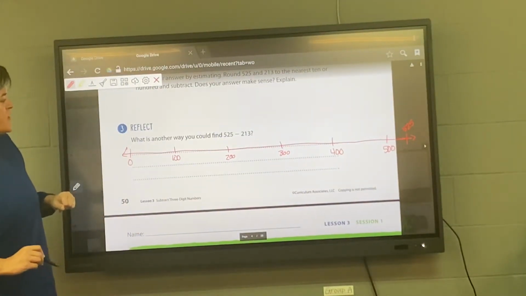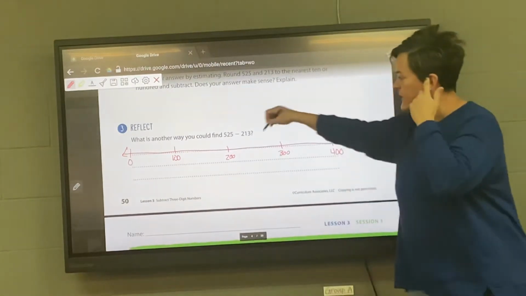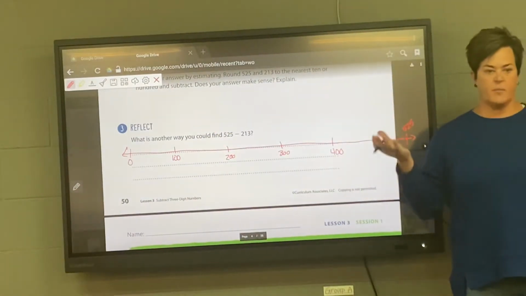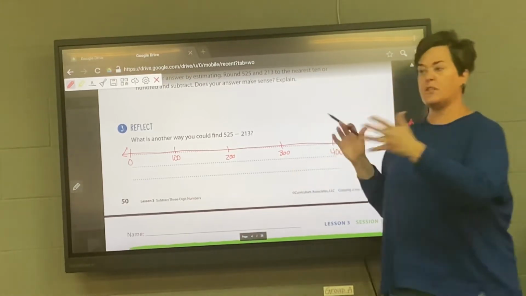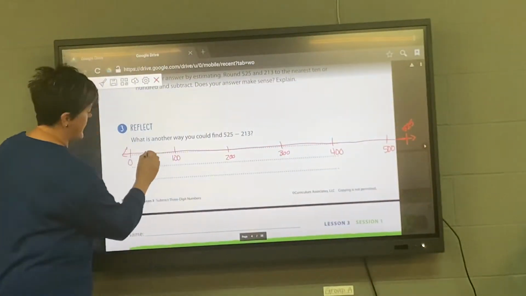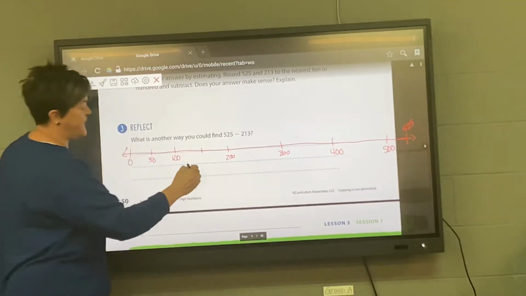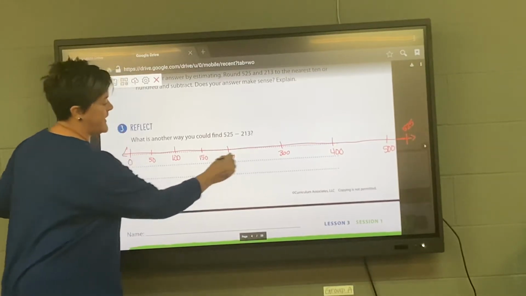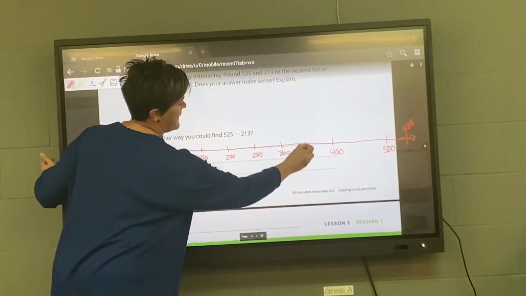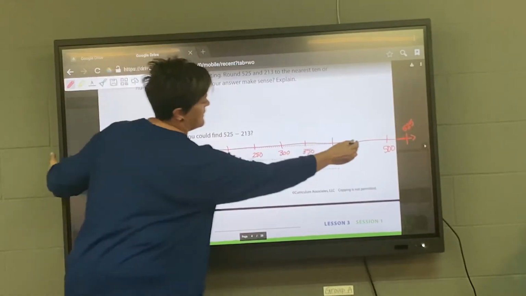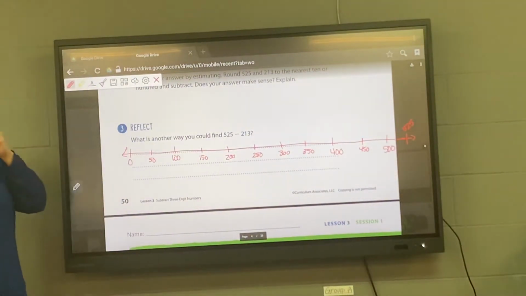So if we would do this, number lines can be kind of tricky. What's halfway between each one of these? What number is halfway between all of our hundreds? What's the magic number? 50, right? Between our hundreds, it's 50. So halfway here is 50. Halfway here is 150. Halfway between here is 250. Then 350. And then 450. Do we have to do 550? No. That'd be too big.